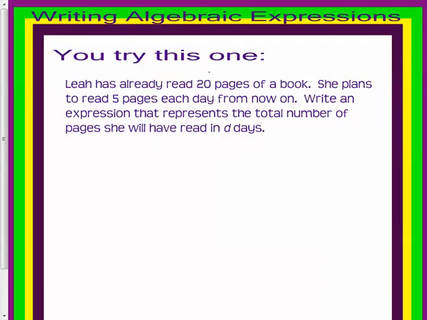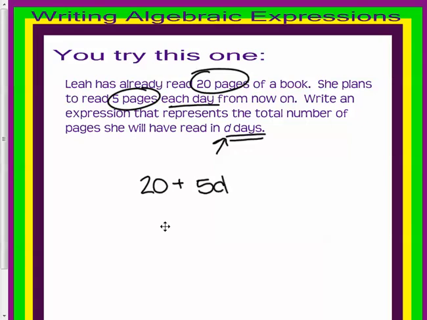Leah already has read 20 pages of her book. She plans to read 5 pages each day from now on. Write an expression to represent the total number of pages she will have read in D days. So they're telling you what variable to use. Go ahead and try this one, and I'll be back in just a second to show you what I did. Okay, so I know Leah has 20 pages. She's reading an additional 5 pages per day. You can write it like this or like this.